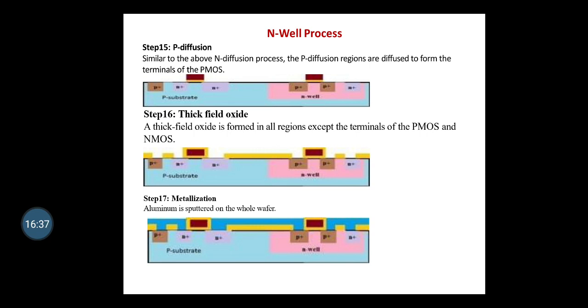Step 15, P diffusion. Similar to the above N diffusion process, the P diffusion regions are diffused to form the terminals of the PMOS. Step 16, thick field oxide. A thick field oxide is formed in all regions except the terminals of the PMOS and NMOS. Step 17, metallization. Aluminium is sputtered on the whole wafer as shown.